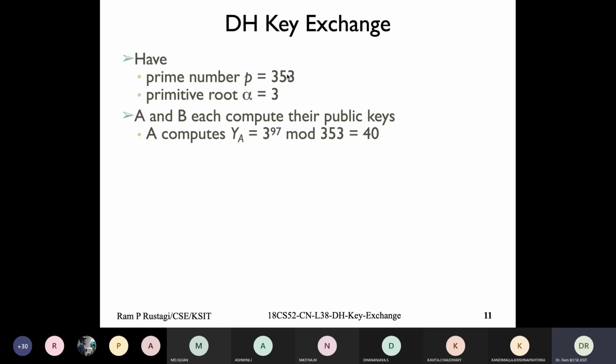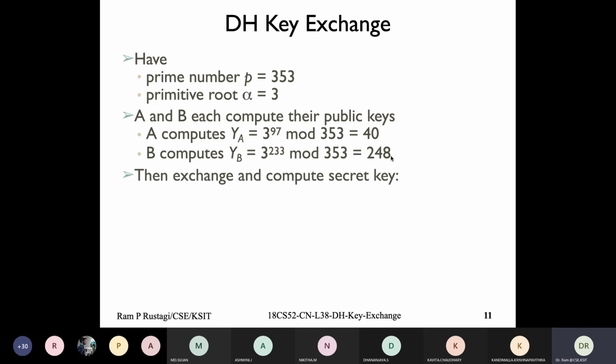97 is less than 353, so user A can choose any number. A computes YA, which is 397 mod 353, and this value happens to be 40. Let's say user B chooses another number, which is 233. The numbers could be the same, or they could be different. They're picking any random number, it doesn't really matter. User B computes 3 raised to power 233 mod 353, which becomes 248. So A sends value 40 to B, and B sends value 248 to A.